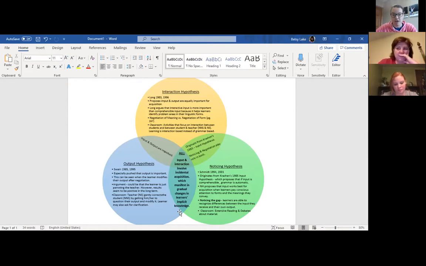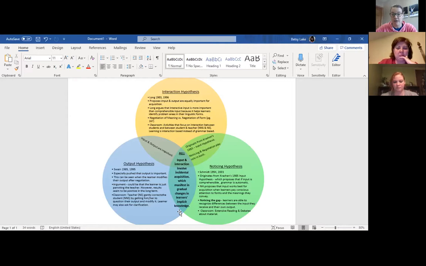I want to start off talking about the noticing hypothesis, and this was founded by Schmidt in 1994 and 2001. It comes from Krashen's original idea in 1985, which is the input hypothesis. Krashen's input hypothesis proposed that if input is comprehensible, grammar is going to be automatic. So if input is good, learners are automatically going to be able to give good output. That was kind of his idea.